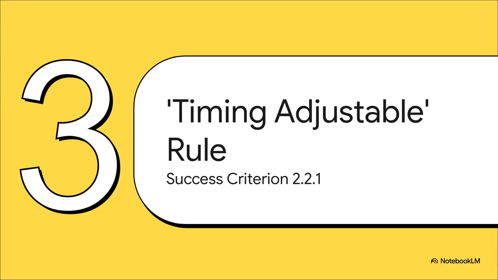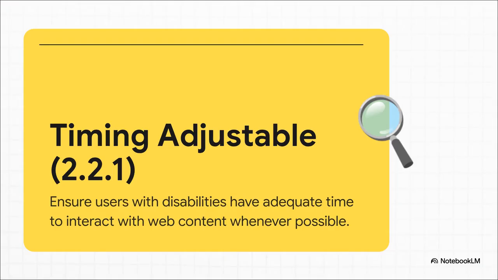So clearly, this is a massive, widespread problem. But here's the good news. There is an official guideline that's specifically designed to solve it. So let's get into the rule itself. It's called Success Criterion 2.2.1, Timing Adjustable. It's part of the Web Content Accessibility Guidelines, or WCAG. And its goal is, well, it's beautifully simple. Give people enough time. That's it.